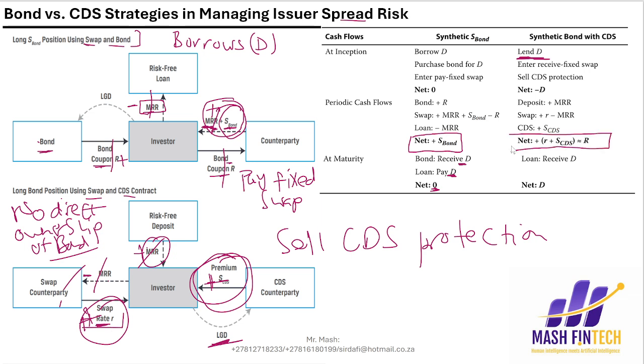Okay, and then eventually they are just going to get back their money. The net is going to be the deposit, the money that they put in. They get it back at the end of this contract. They get the face value of the debt.